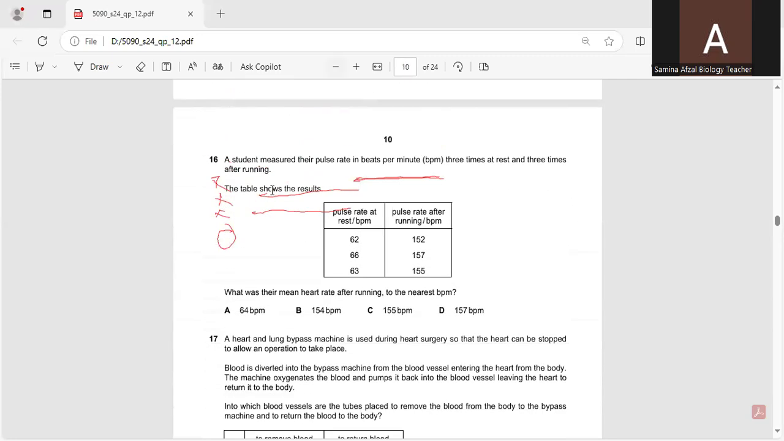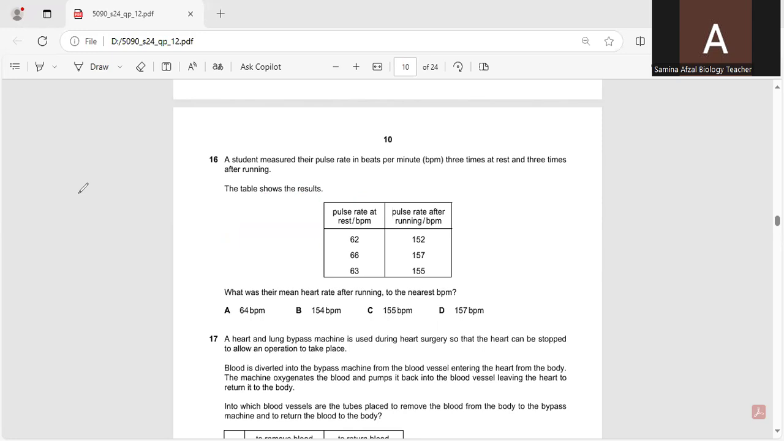Now question number 16. The student measured their pulse rate in beats per minute 3 times at rest and 3 times after running.